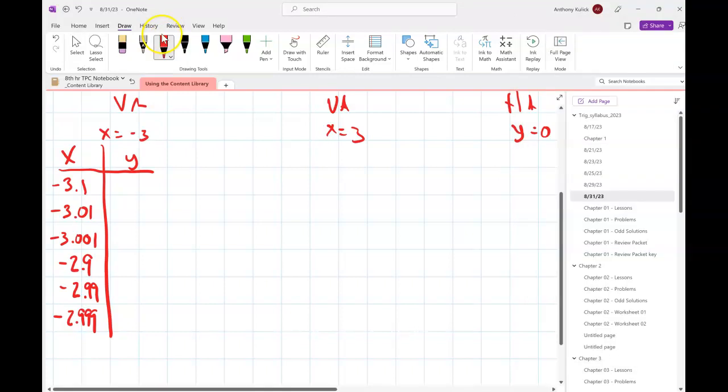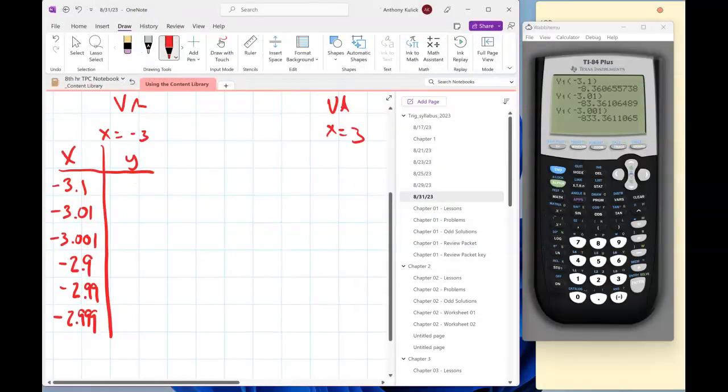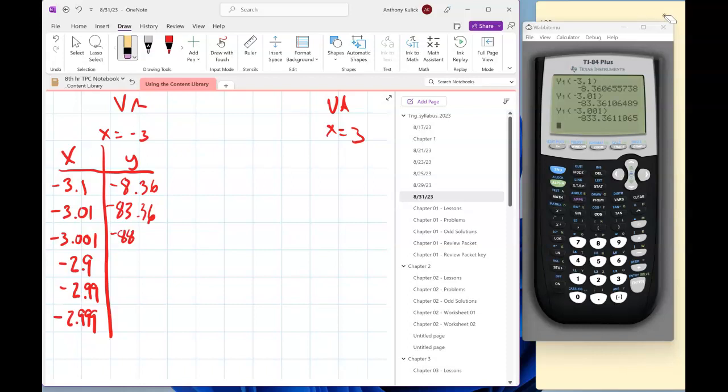So if I write down those: -83.6, -833.6, and -8333.6. If I look at those, the y is getting smaller and smaller each time. It looks like it's growing without bound. That's telling me we're going to -infinity.